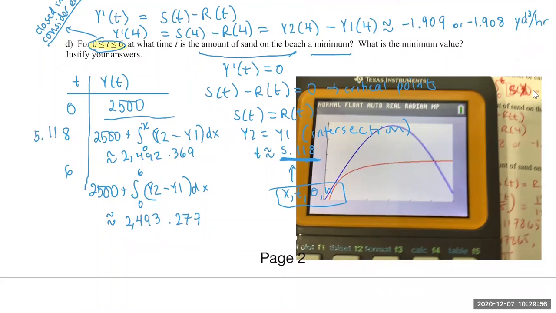And we would answer our question, what is the minimum value? The minimum value is 2,492.369, which occurs at time t equals 5.118. And your table of values is sufficient. Again, the only thing I would change, just because I'm doing this over Zoom, is that I wouldn't use what we call calculator talk on your free response justification. For Y2 and Y1, I would just call those S of t and R of t. I just wanted to input that here so you guys could see what the entry was on your calculator. But 2,492.369 is the minimum value, and that occurs at time t equals 5.118.